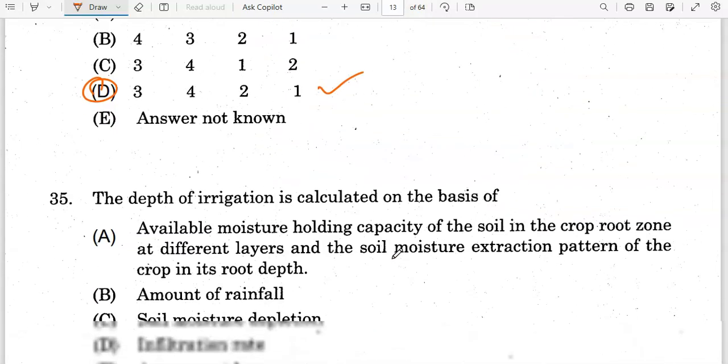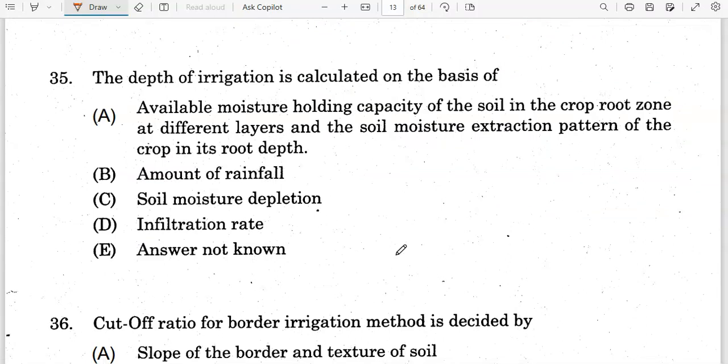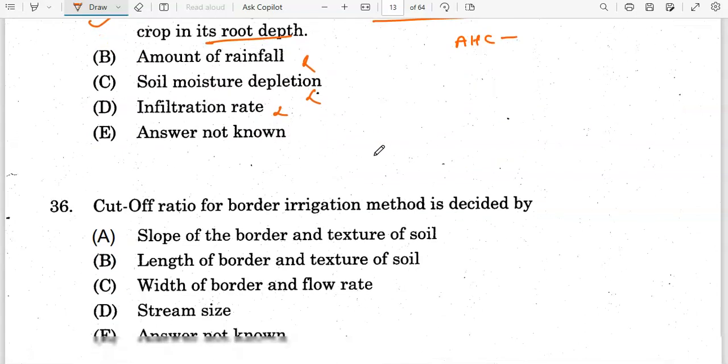Okay. Next question. The depth of the irrigation is calculated on the basis of. So irrigation depth is based on what? It is based on the available moisture holding capacity of the soil in the crop roots and different layers, and the soil moisture extraction pattern in its crop root depth. Option A is the correct answer. It does not depend on rainfall or infiltration. It depends upon the available moisture holding capacity of the soil in the root zone. Option A is the correct answer.